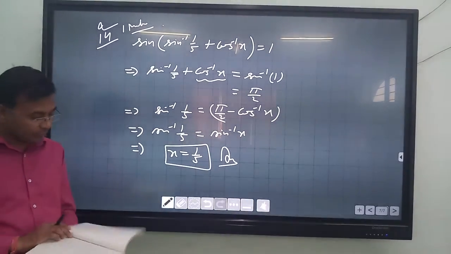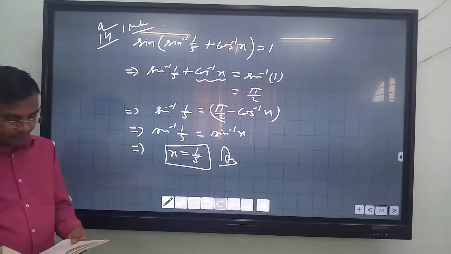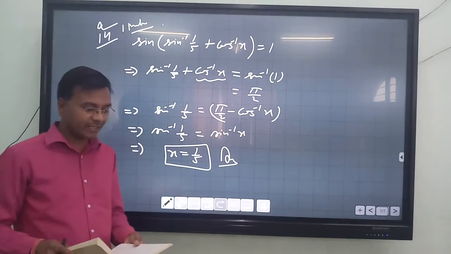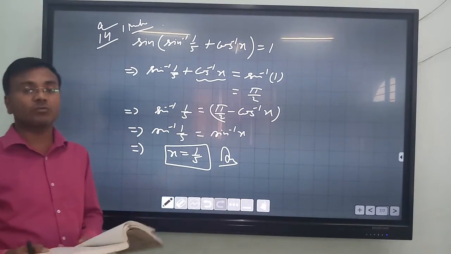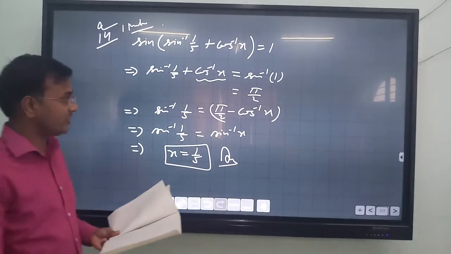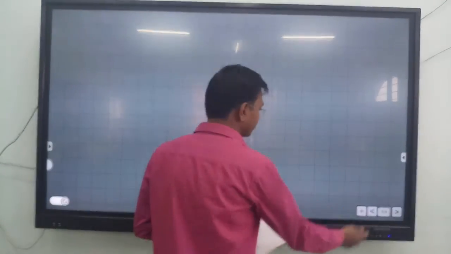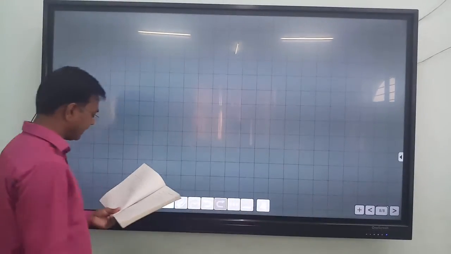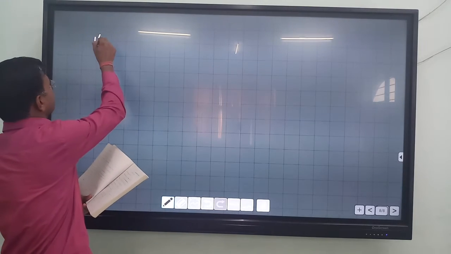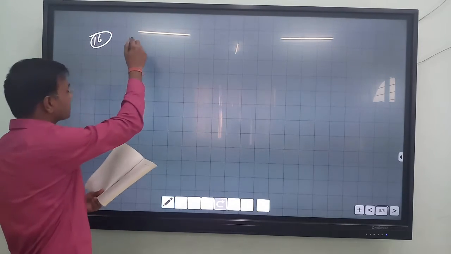So this is the important question asked in board exams. In 15th, very simple, tan inverse x plus tan inverse y. Apply the identity and get the value in 3-4 steps. Having doubt, you can ask.